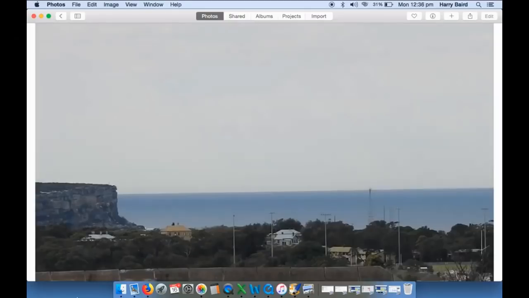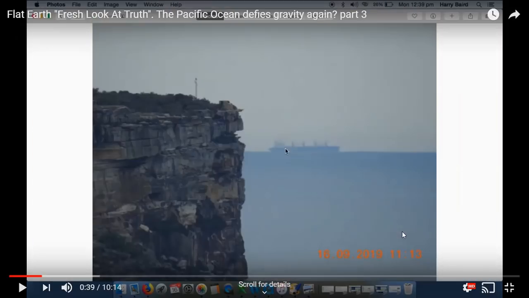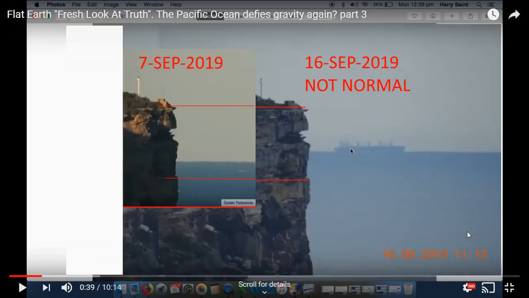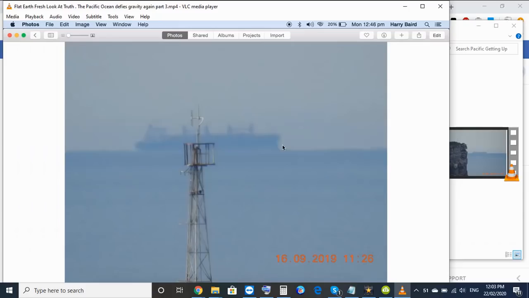Just check out Harry in Sydney, the fresh look at truth guy. He has a fixed viewing position, and he has some markers that he likes to use at 1 and 3 miles. Now, the apparent horizon does change position, as well as the ships beyond that horizon. So let's have a look at a day with normal atmospherics and compare that to a day with, say, very high refractive conditions. Hey QE, what if I could show you definitively that the horizon does change vertical position, or looming?